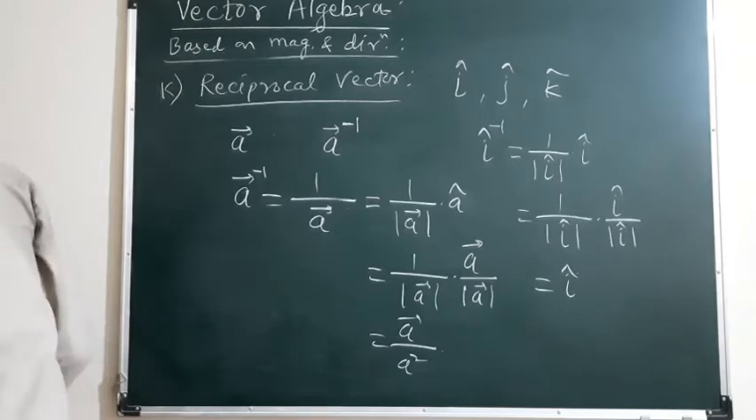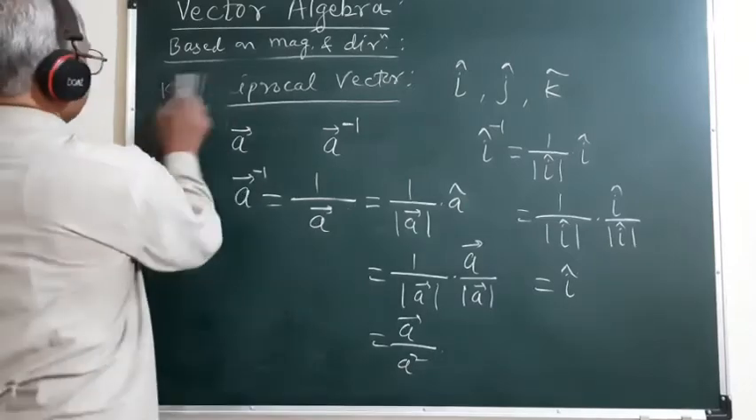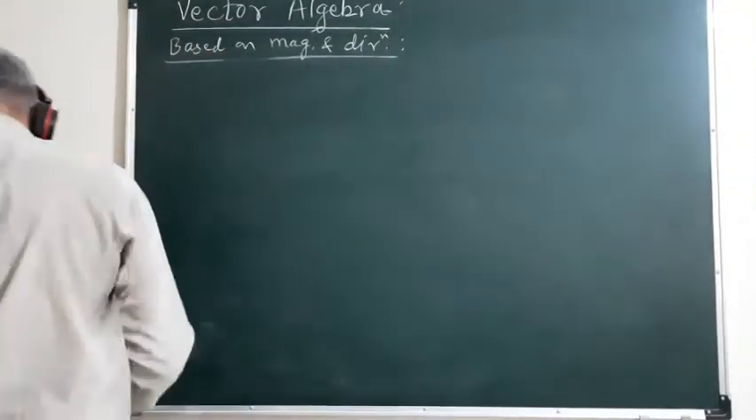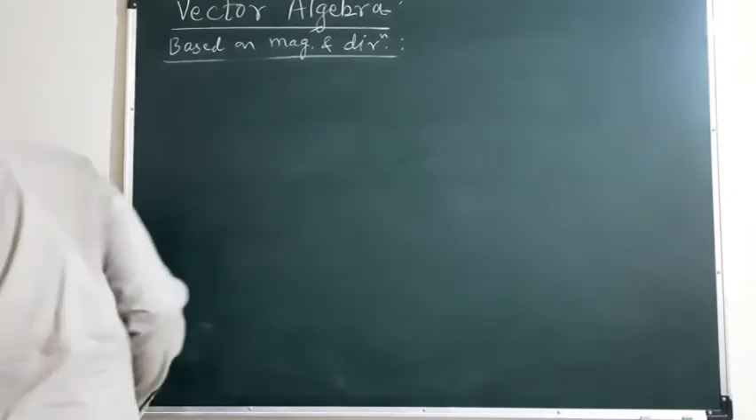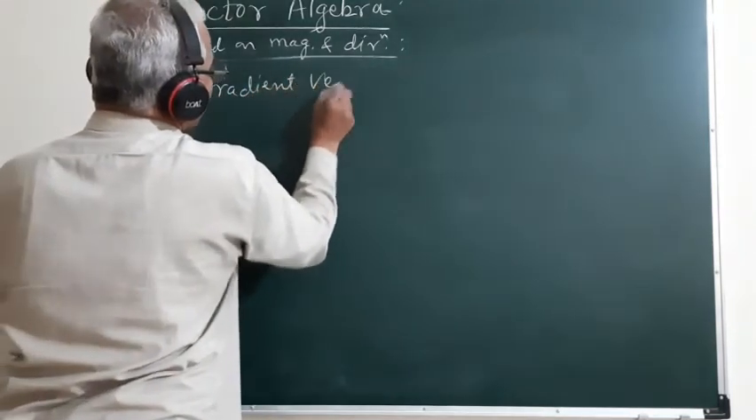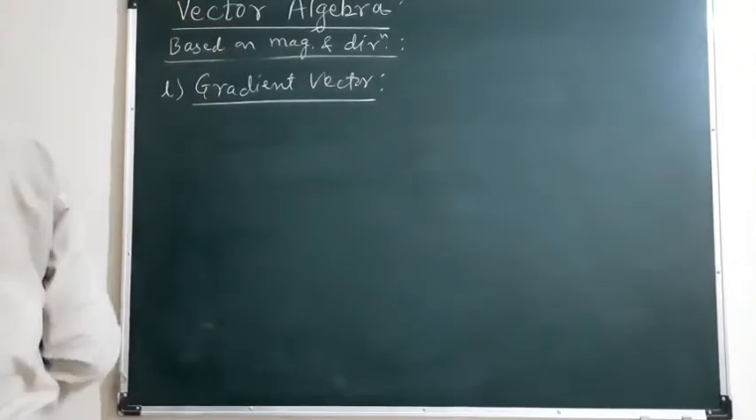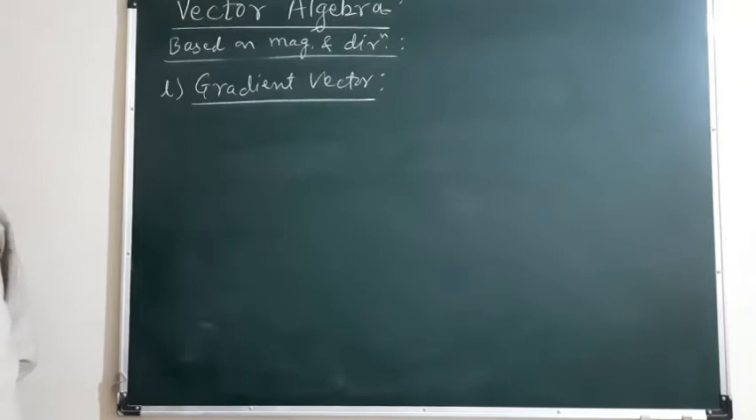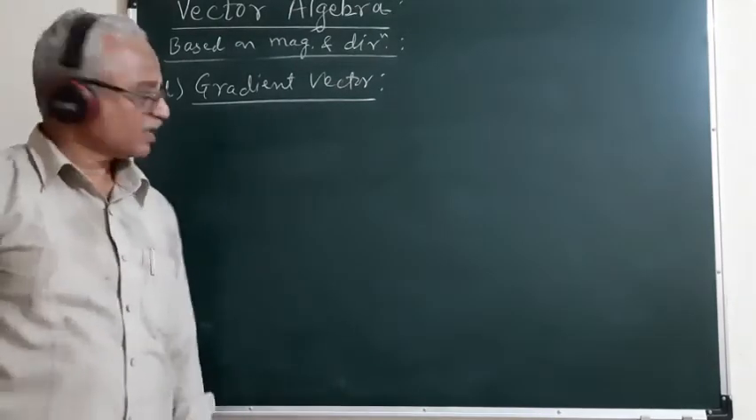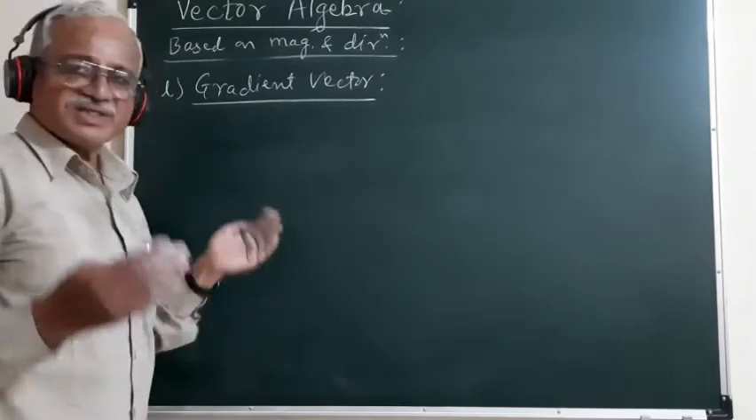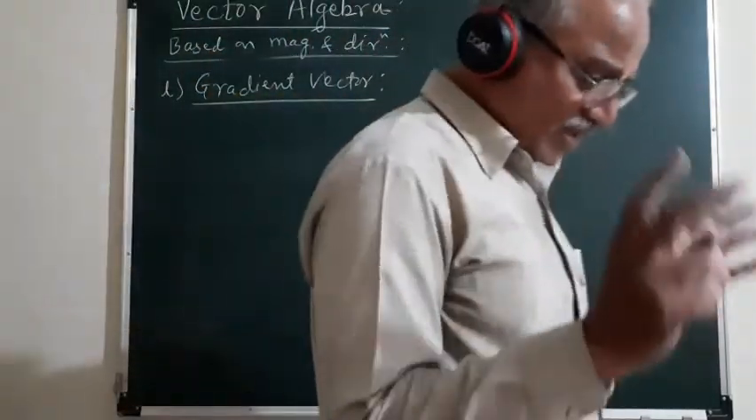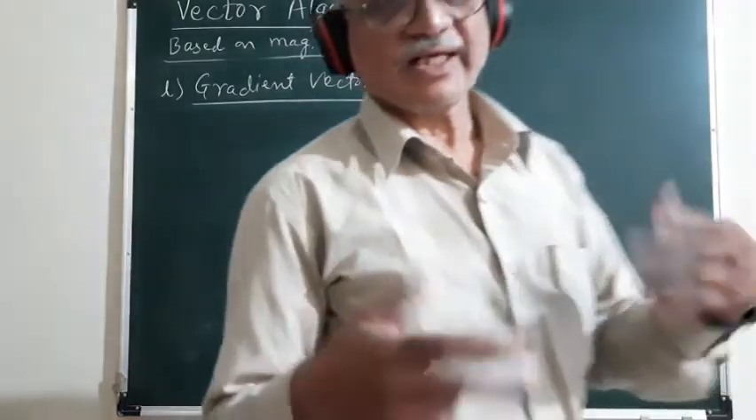Then the last type of vectors is the gradient vector. So let us see what is this gradient vector. If we have a certain scalar field, what is scalar field? That we are going to study in the next chapter, but for the time being you just remember what you have studied in case of the electric field.